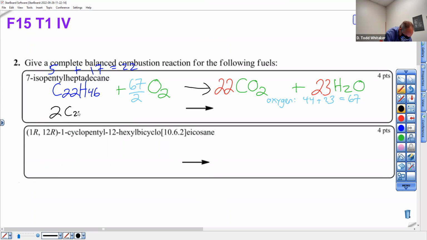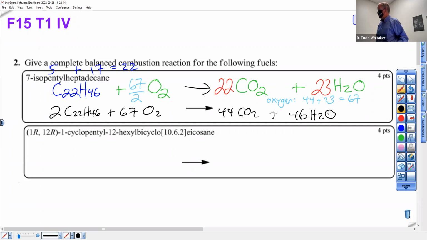2 C22 H46 plus 67 O2s gives 44 CO2s, 46 H2O. Okay. Black part 4 out of 4.